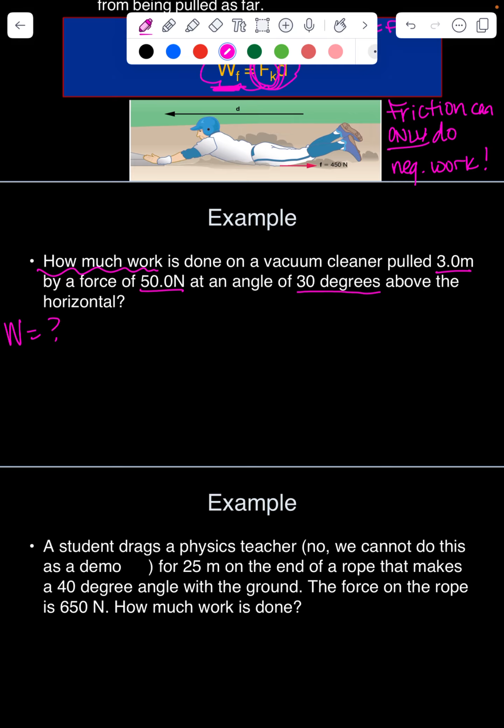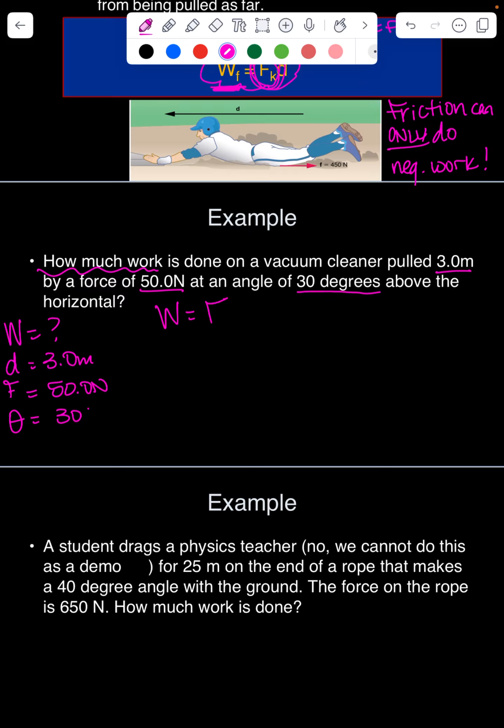My first given is 3 meters, which is my distance. My second given is 50 newtons of force. And I know that that force was applied at an angle, so that 30 degrees is my angle. Remember that the symbol for angle is theta. So we want to know our work.